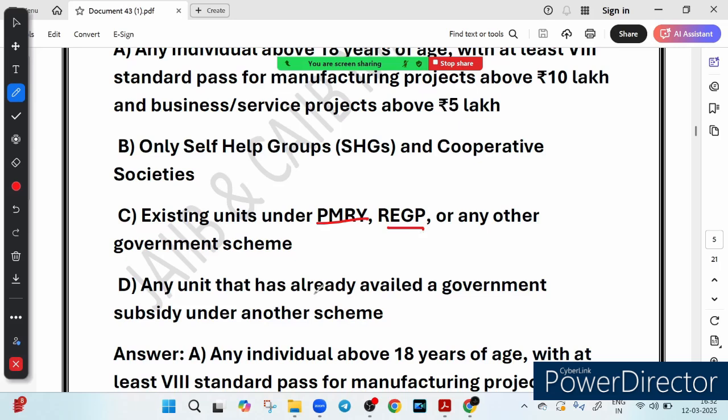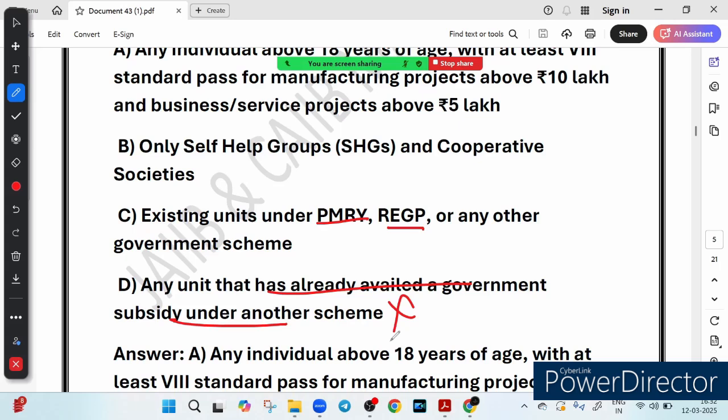Option number D, any unit that has already availed a government subsidy under any other scheme. This is also incorrect, because if someone has already taken a subsidy under another government scheme, they cannot apply for PMEGP. For example, if a company got rupees 5 lakh subsidy under Stand Up India, it cannot apply for another subsidy under PMEGP.